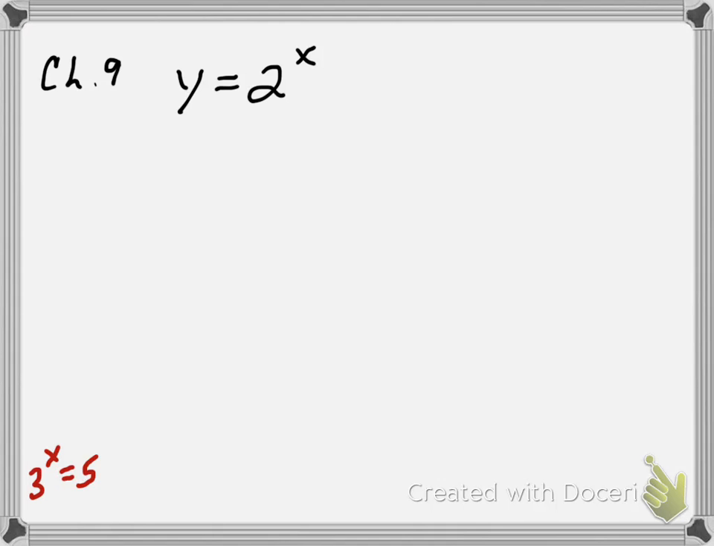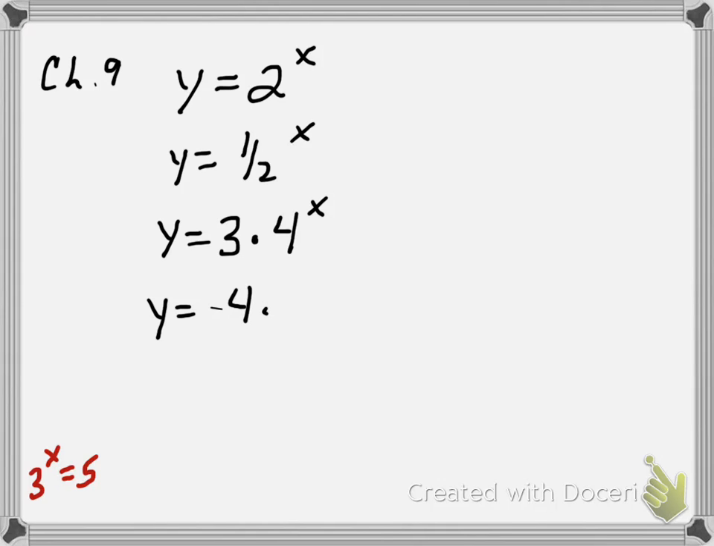So 2 to the x is an example of an exponential equation. Here are a couple other examples. y equals 1/2 to the x power. I'm just changing the base. In these, you can also have a coefficient. So y equals 3 times 4 to the x is an example of an exponential equation. That first number could also be negative: y equals -4 times 2 to the x. The number that is the base of the x, though, will always be positive.